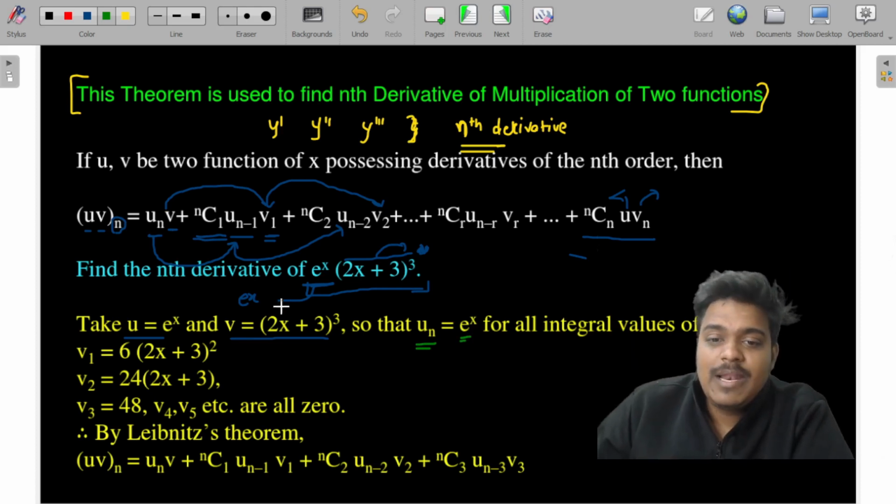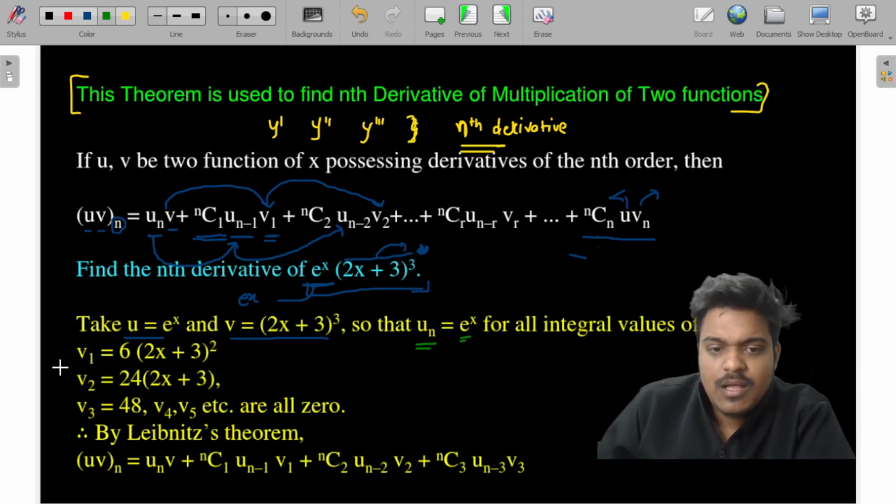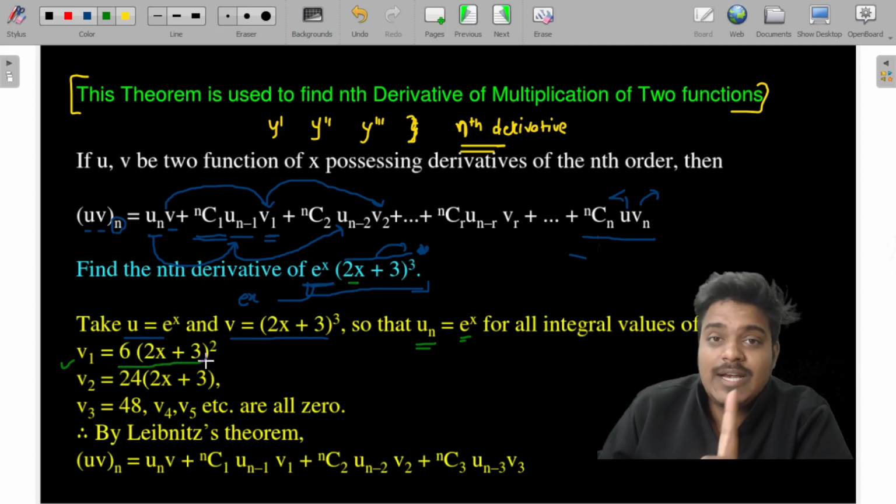Yes or no? Similarly, we'll calculate all the derivatives of v if possible. So v1, that is the first derivative, of (2x plus 3) the whole cube. If you differentiate it, it will be equal to 3 (2x plus 3) the whole square into the differentiation of 2x, which is 2. So the answer will be 6 (2x plus 3) the whole square. That is the first derivative.